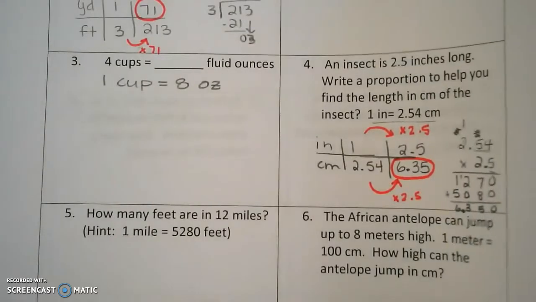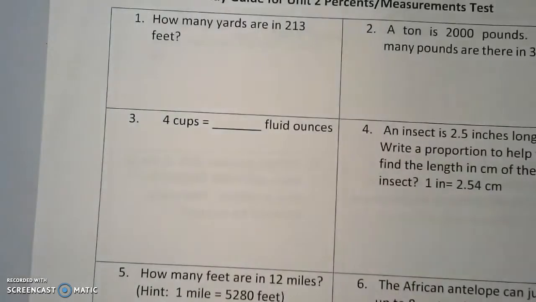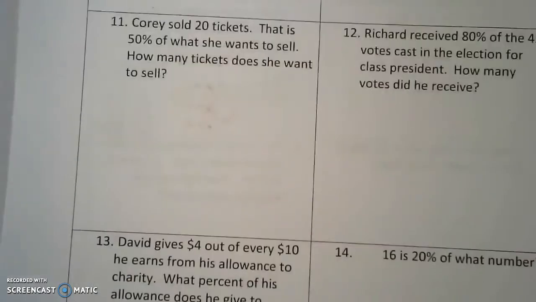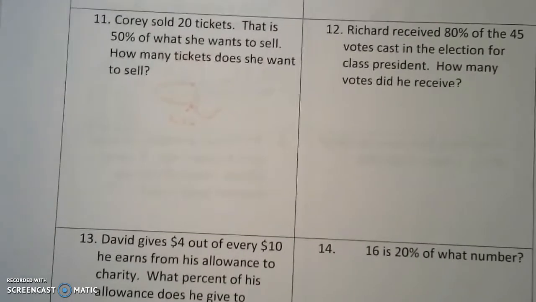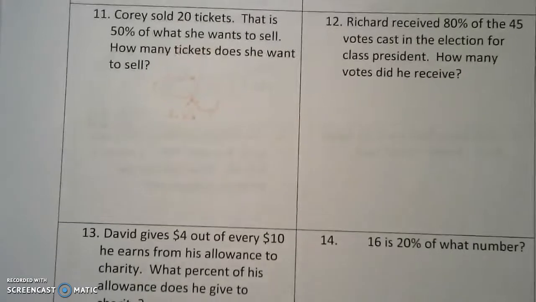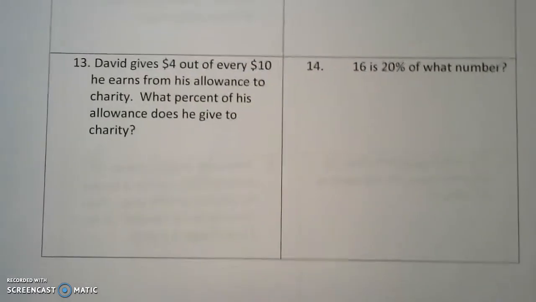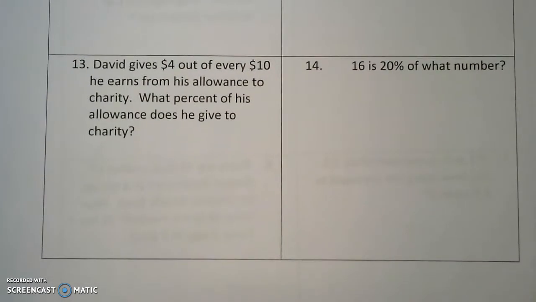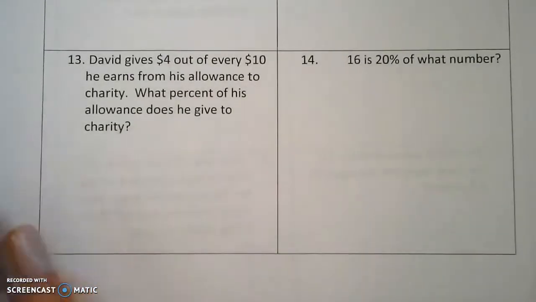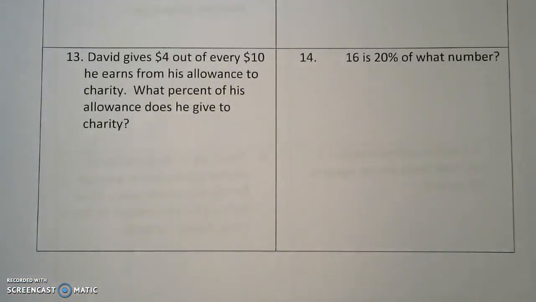Let's take a peek at a couple of the percent problems. I'm going to turn here to the back of that first page. And let's take a look at number 13. David gives 4 out of every $10 he earns from his allowance to charity. What percent of his allowance does he give to charity?